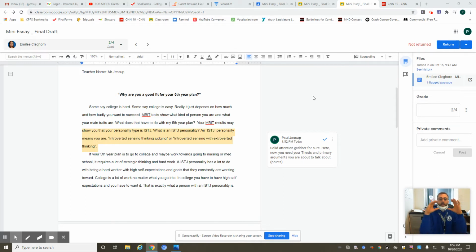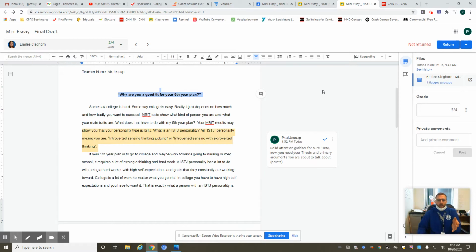What I mean by that is that intro paragraph you're looking at is almost an entire attention grabber. But really the intro paragraph also has to have your thesis or your main argument, which is: why are you a good fit for your fifth year plan? I should be able to clearly see and understand that thesis, what your answer to that is, if that's your argument.